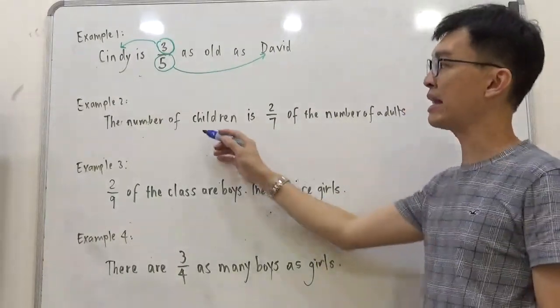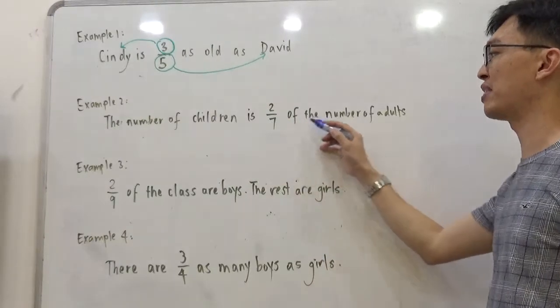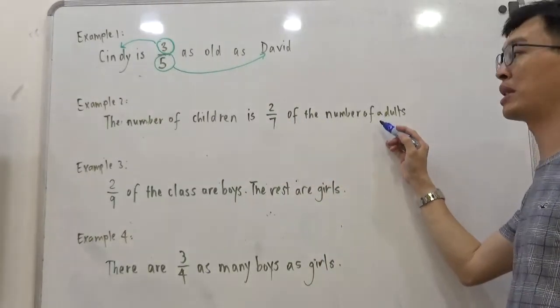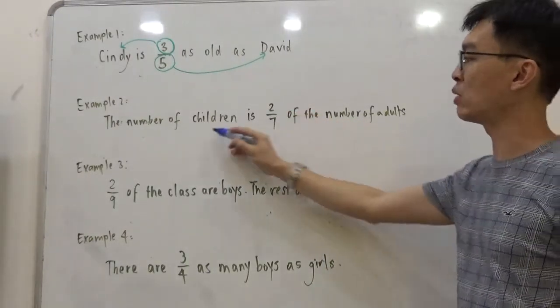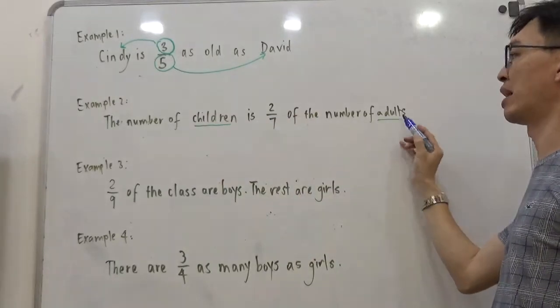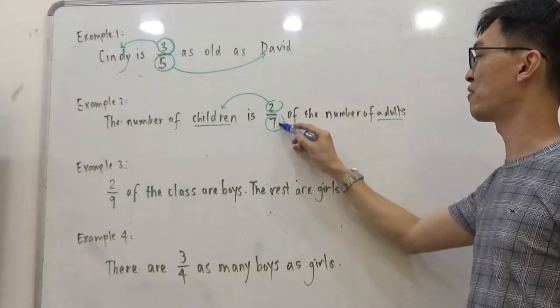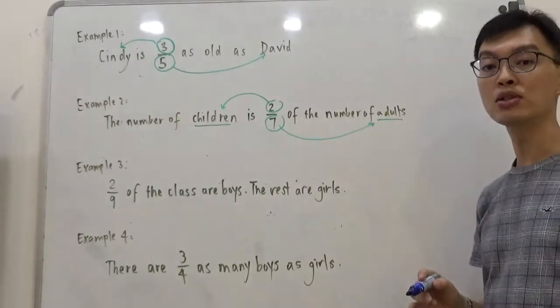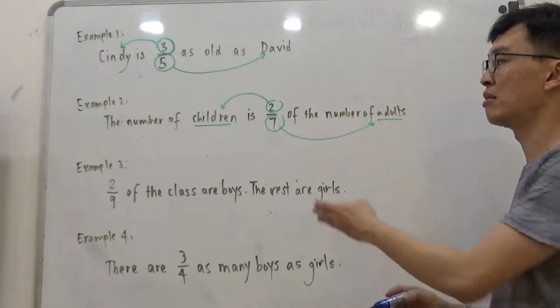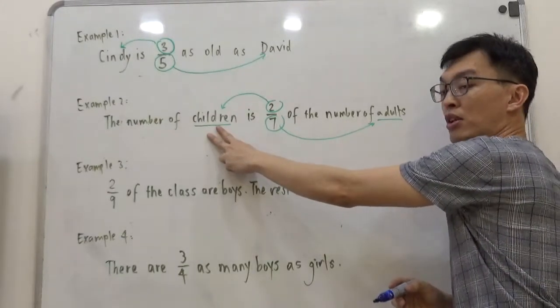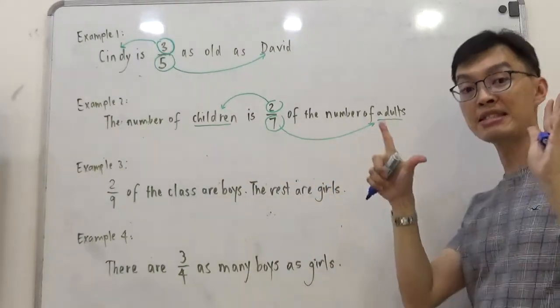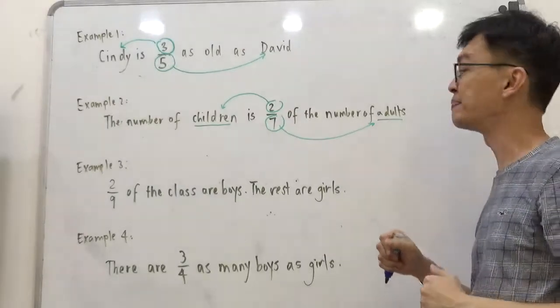Okay. Second example, the number of children is 2/7 of the number of adults. Now, what does this mean? Same thing. You see children in front, you see adults behind right now. So 2 refers to children, and 7 refers to adults. Okay. So if I have to draw models, it means that I have to draw 2 units for children and 7 units for adults, okay?